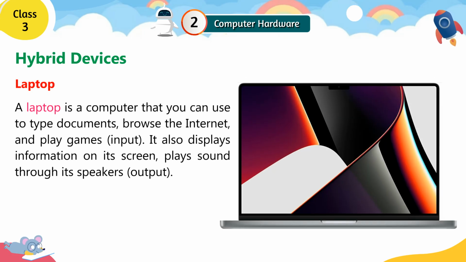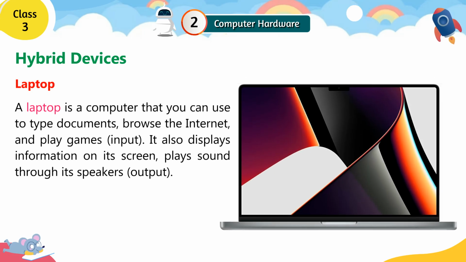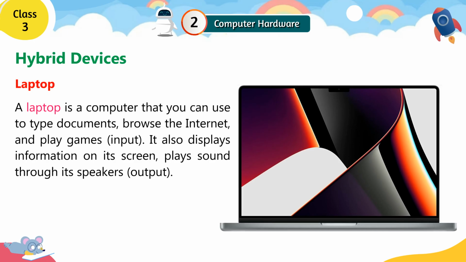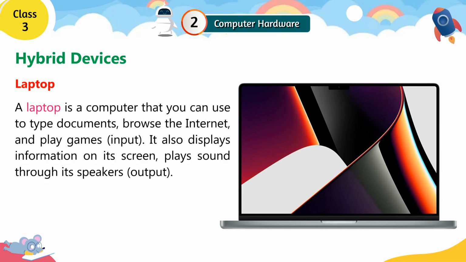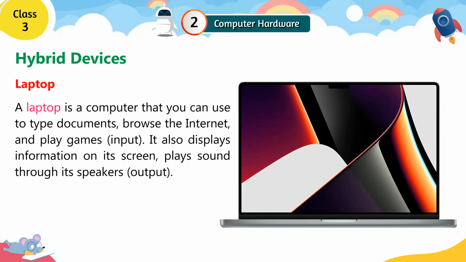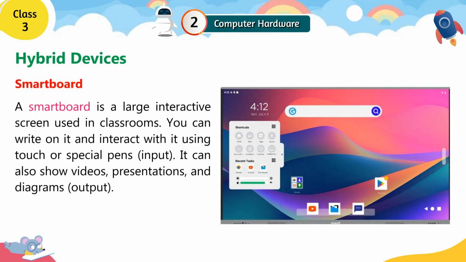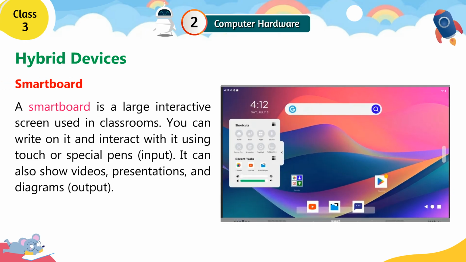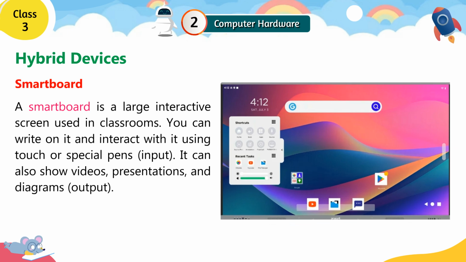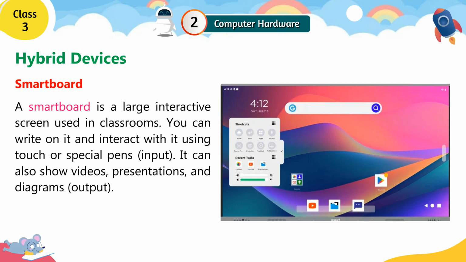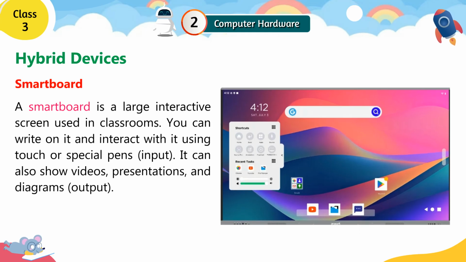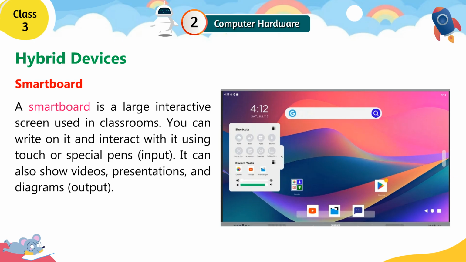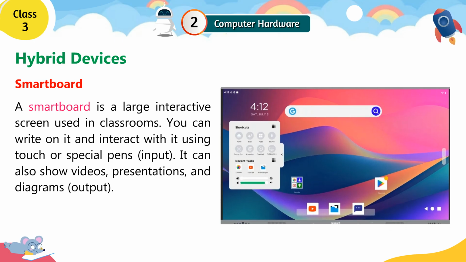Laptop. A laptop is a computer that you can use to type documents, browse the internet, and play games, input. It also displays information on its screen, plays sound through its speakers, output. Smart board. A smart board is a large interactive screen used in classrooms. You can write on it and interact with it using touch or special pens, input. It can also show videos, presentations, and diagrams, output.